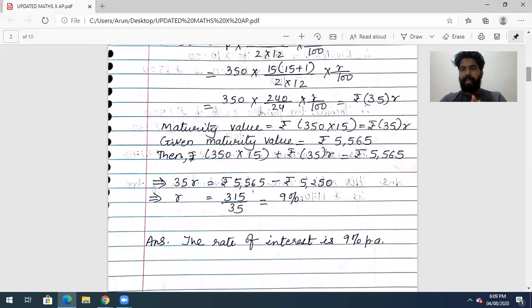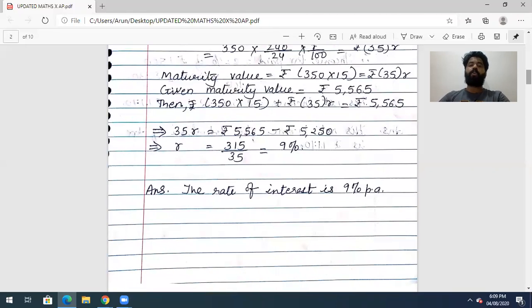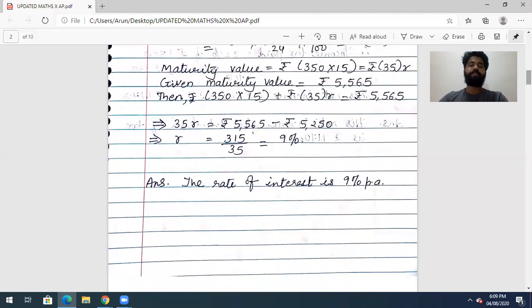So interest we have got, and we know maturity value which has been given to us is equal to sum deposited plus interest. So maturity value will be equal to 350 into 15 plus rupees 35 R. So given that the maturity value is 5565, we can say 350 into 15 plus 35 R is equal to 5565. So 350 into 15 is 5250. So 35 R is equal to 5565 minus 5250, which is rupees 315.